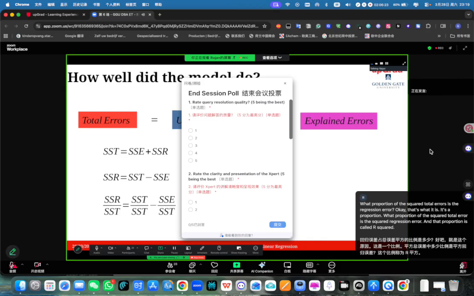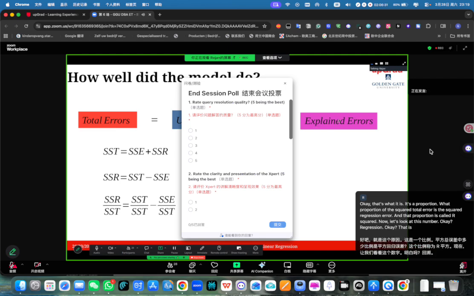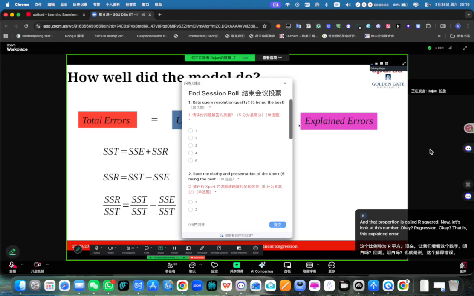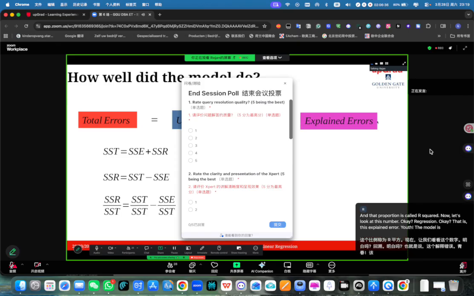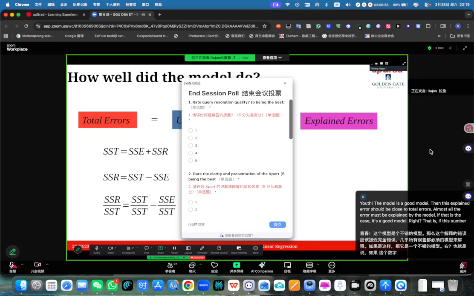Now let's look at this number. Regression, that is this explained error. If the model is a good model, then this explained error should be close to total errors. Almost all the error must be explained by the model. If that is the case, it's a good model, right? That is, if this number R squared is close to 1, then we have a good model.